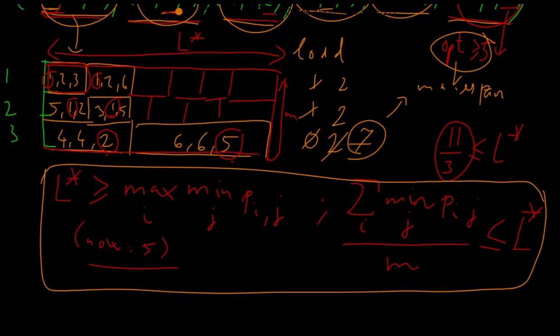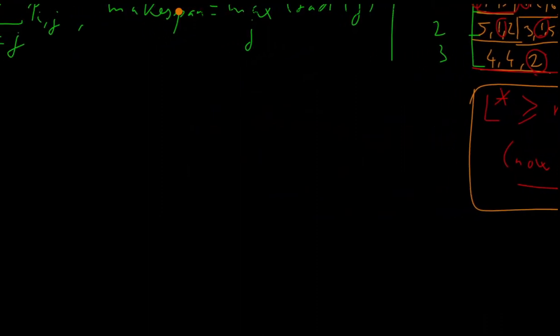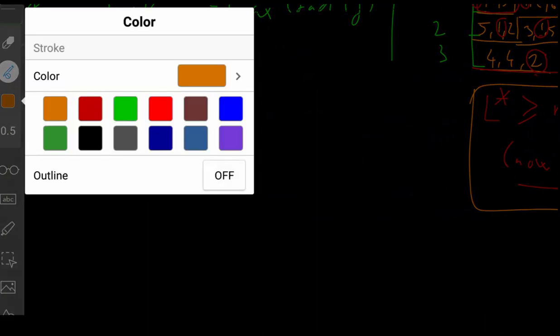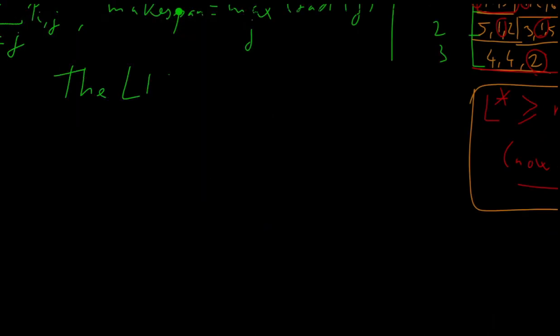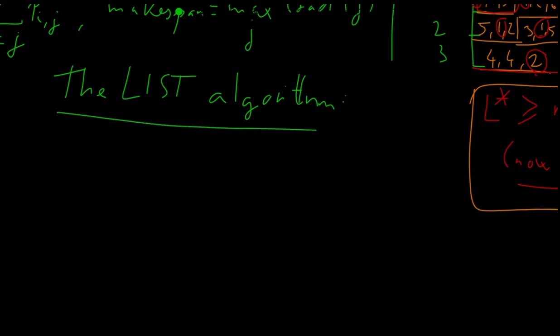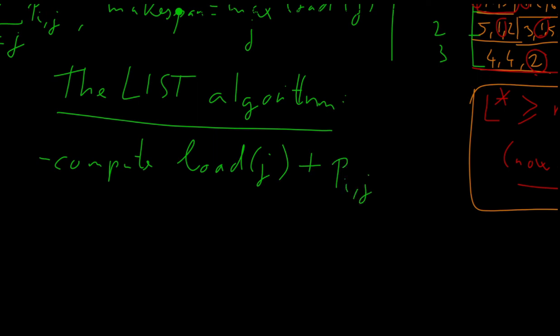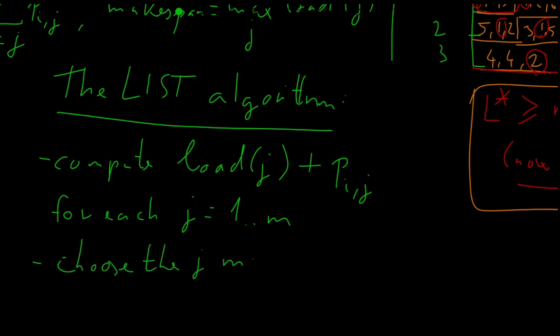So we have these 2 general bounds for the scheduling problem on unrelated machines. Now the list algorithm, I just switched to green. If we are trying to schedule the ith job, we compute the load of the jth machine plus the scheduling cost of the ith job on the jth machine, for each machine j from 1 to m, and then we choose the j minimizing this.